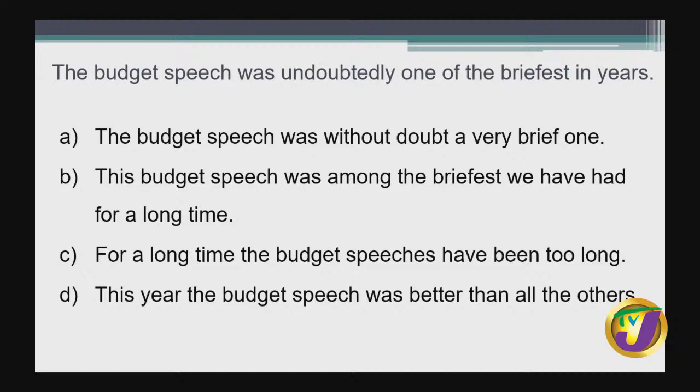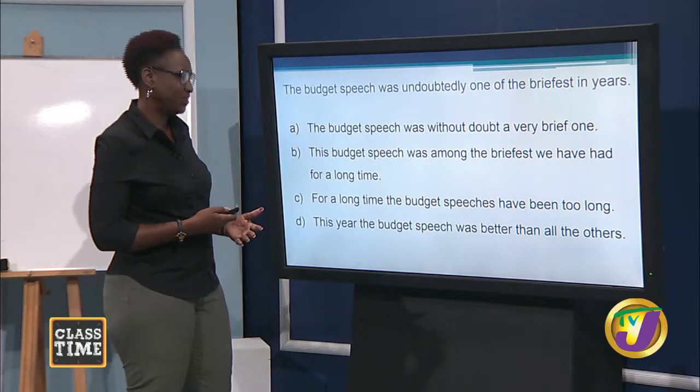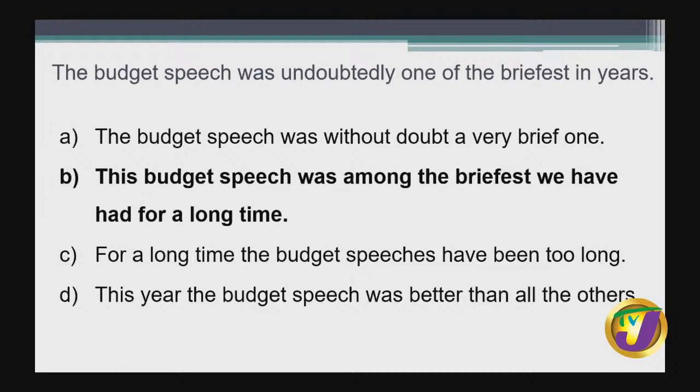So you know the answer by now. Which one is your answer? Good. Your answer should be B. This budget speech was among the briefest we have had for a long time. It compares the speech to others and gives you the idea that over a period of time, this one is one of the shorter speeches. Very good. All right, let's move on.